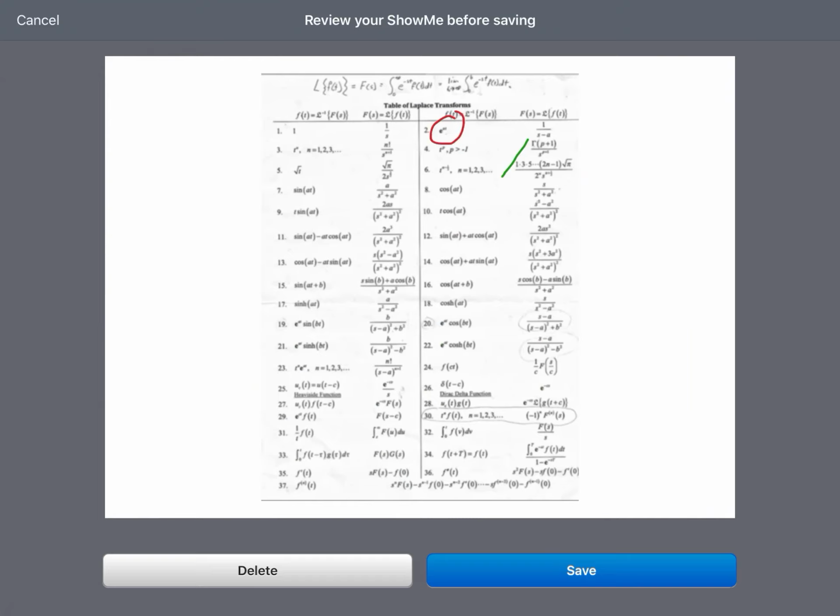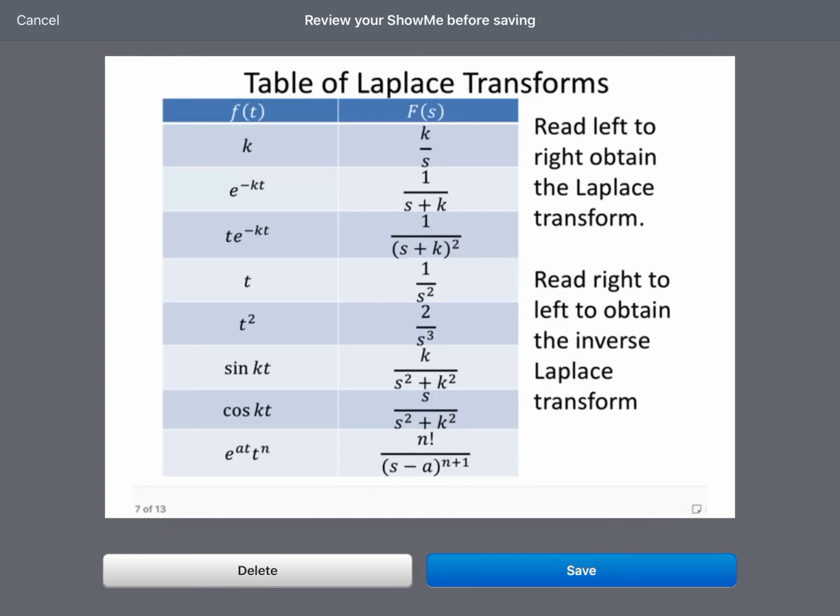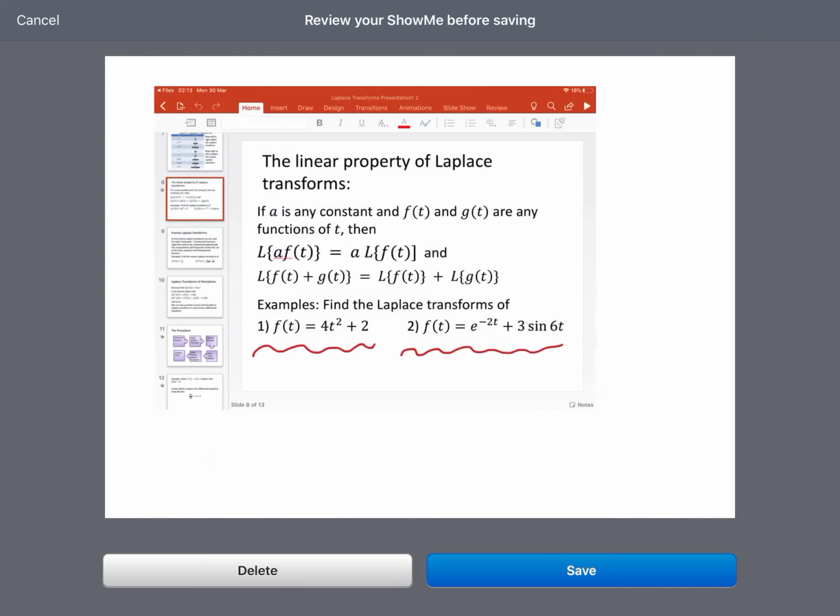That is a clearer example. This is given on your Brightspace. You can see this table. It doesn't include all the functions, but these are some functions that you can use in the next examples. Now have a look at these two examples and see if you can find the Laplace transforms for these two functions. We will go through this later in another video.